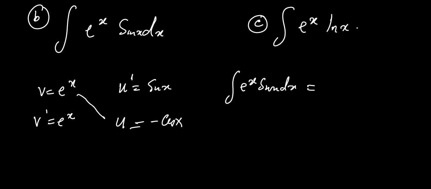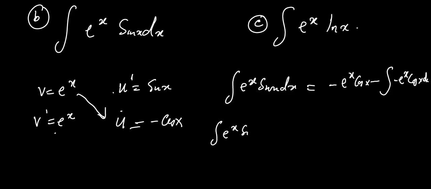Vu, we multiply these two, it will be negative e to the power x cos x minus the integral of u prime times our v prime. That's going to be negative e^x, then we have cos x dx. This becomes the integral of e^x sine x dx is equal to negative e^x cos x plus the integral of e^x then cos x dx.